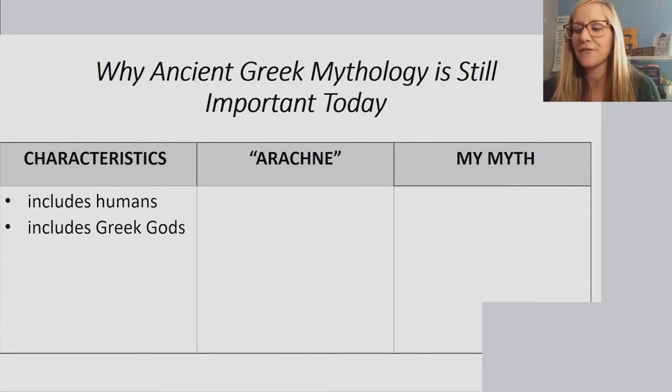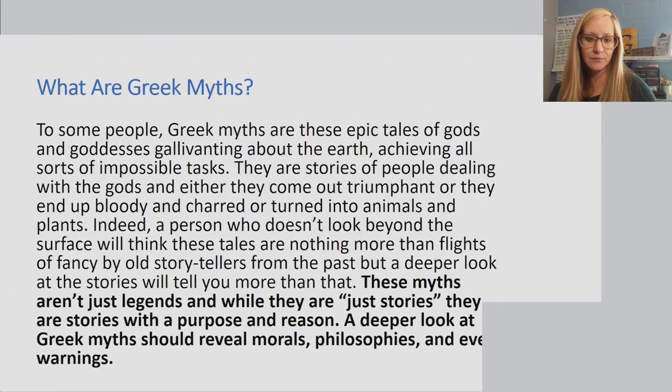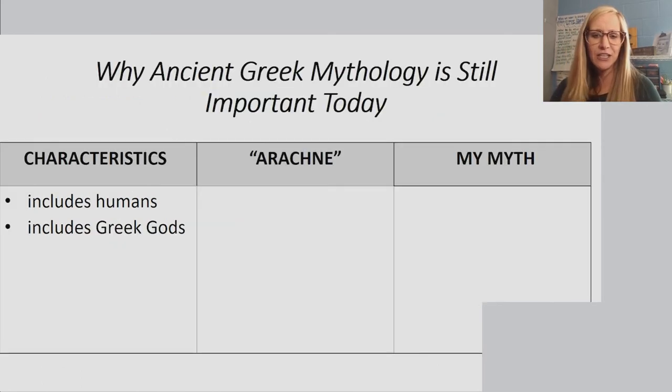There's a few more points that I'd like for us to get from this paragraph, so let me reread just a couple of lines. These myths aren't just legends, and while they are just stories, they are stories with a purpose and a reason. A deeper look at Greek myths should reveal morals, philosophies, and even warnings. So what's another characteristic then that we could include back on our chart that was mentioned in those last two sentences? That's right. Greek myths have a purpose or a reason. Sometimes they have a moral or a warning for our readers.